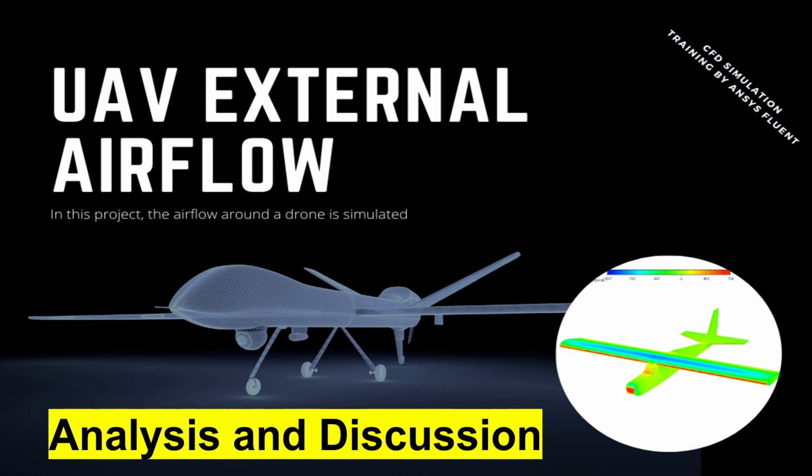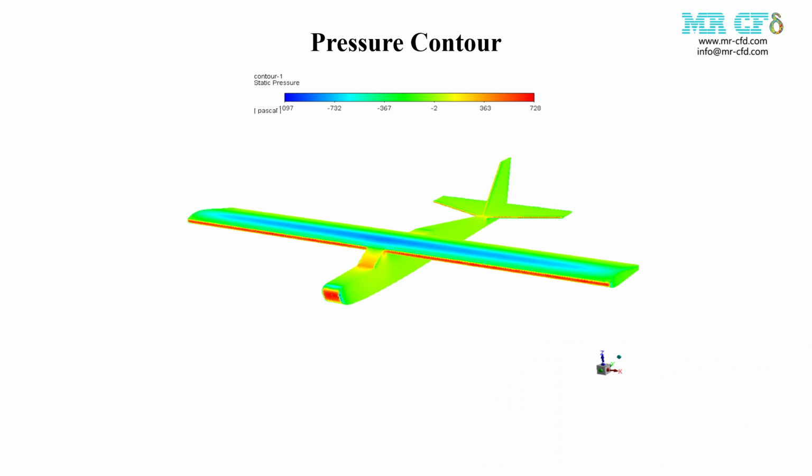In this video, we will analyze and discuss the results of the CFD product UAV External Airflow in ANSYS Fluent software. According to the pressure contour, high pressure regions are visible at the leading edge of the wing and the nose of the fuselage. A low pressure region is observed above the wing, consistent with lift generation.